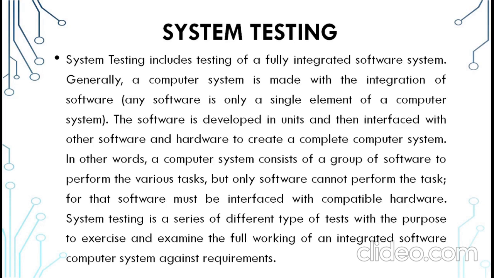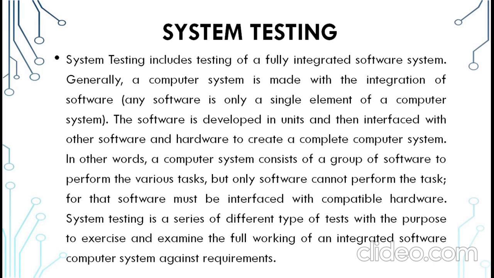To create a complete computer system, we use different units and interface all the units together with other software and hardware. A computer system consists of a group of software to perform various tasks, because every component or unit performs a specific task. But software alone cannot perform the tasks, because it requires some interfaces and some hardware components also. For that, the software must be interfaced with compatible hardware.